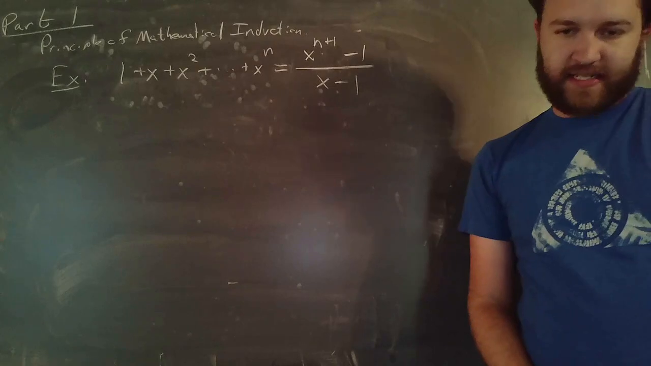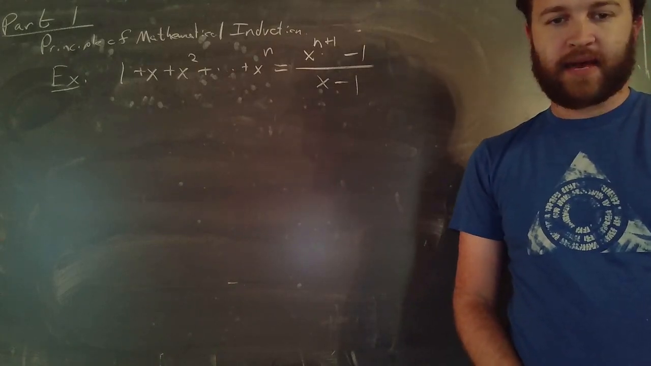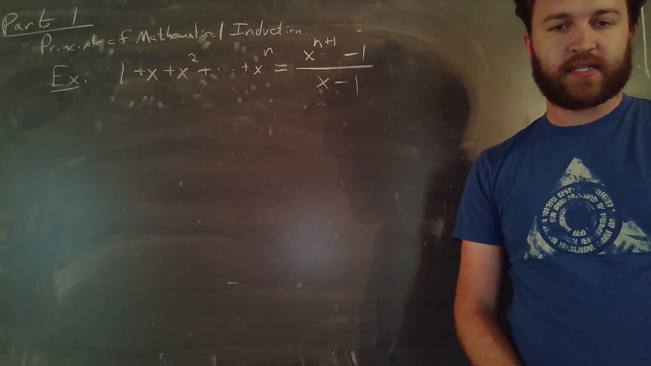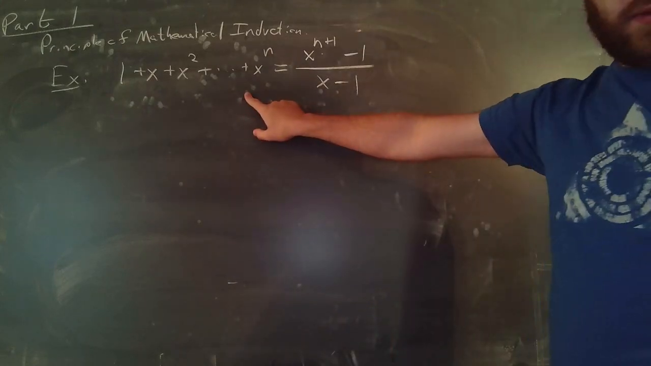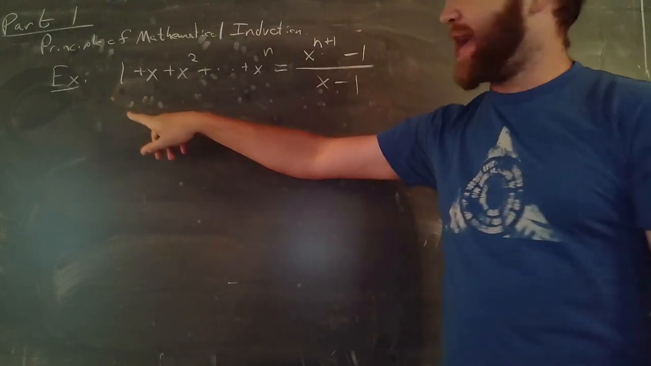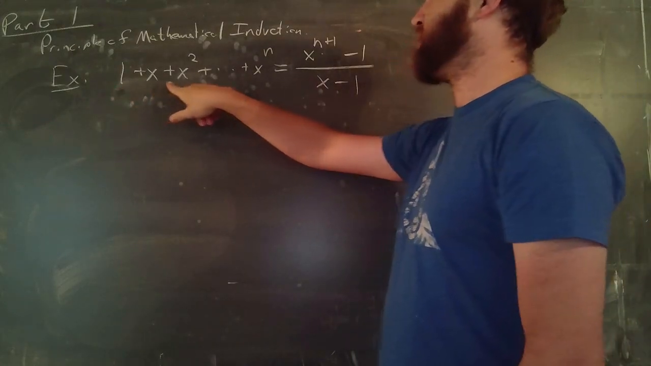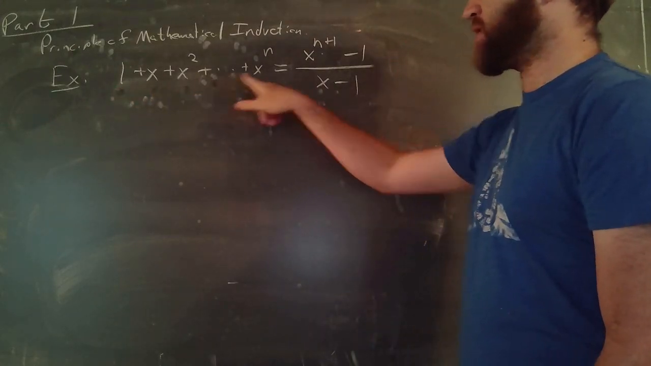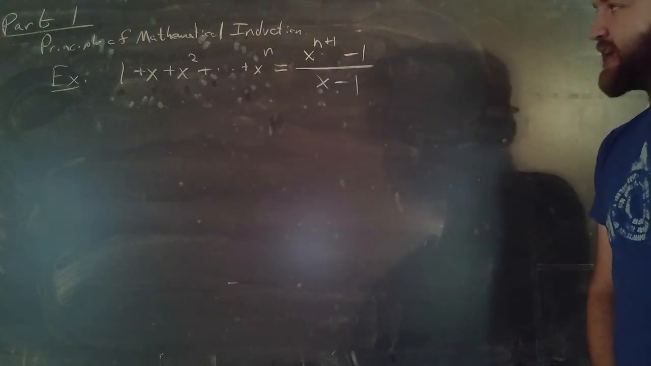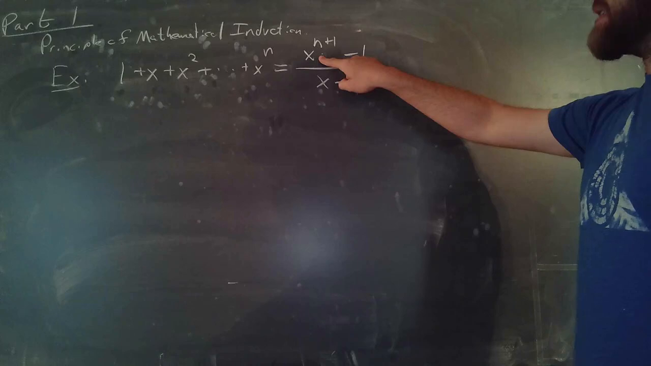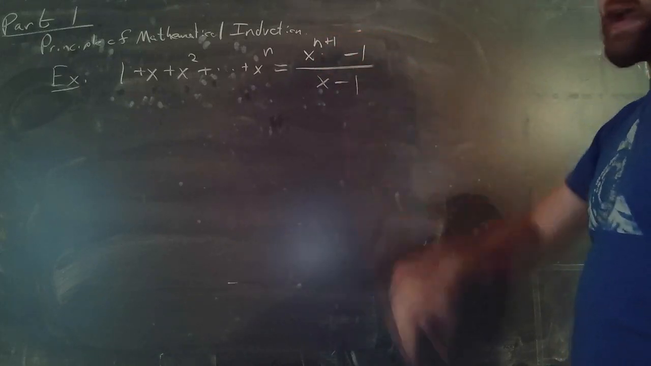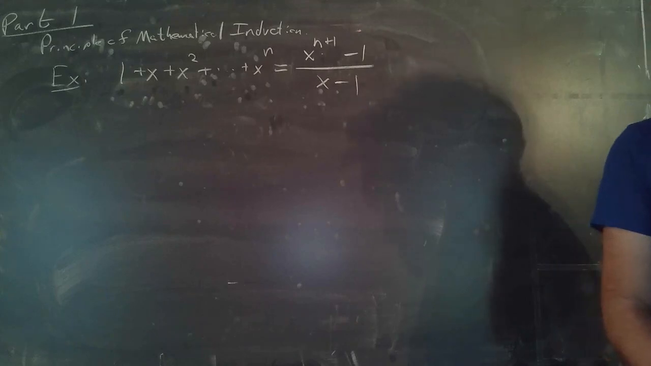So here we have an example of what mathematical induction will look like when we use it to try to prove some statement. So here is the statement that we need to prove. It says that if you sum up the powers of x, so 1 plus x plus x squared plus x to the third, all the way up to some value x to the power n, it is the same thing as writing down x to the power n plus 1, minus 1, divided by x minus 1.